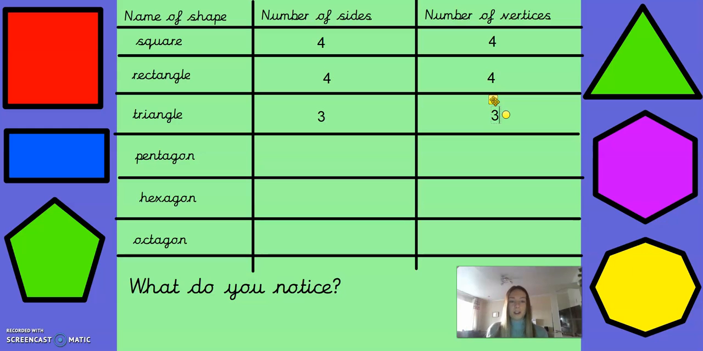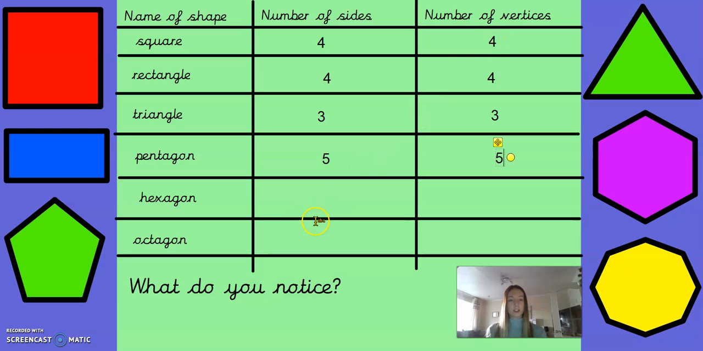Let's move on to the pentagon. Remember, a pentagon has 5 sides. Can you see the pentagon on the screen? Here it is. 1, 2, 3, 4, 5 vertices. Can you notice a pattern already? What pattern can you notice? I can notice that the number of sides is the same as the number of vertices.